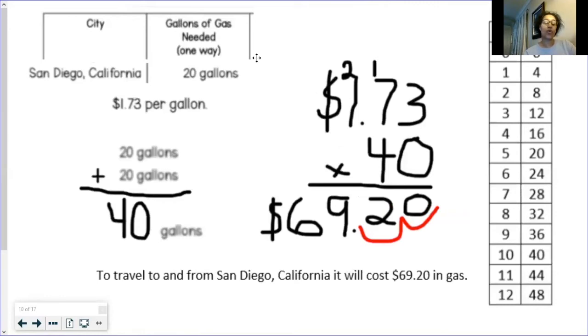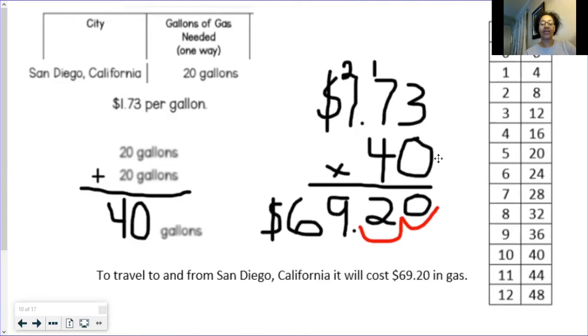And one last place, if you chose to go even further and you wanted to go to San Diego, one way was 20 gallons. So to and from gave us 40 gallons. I also hope that you noticed that I wrote vertically or horizontally. In the last problem that I shared, I wrote it going left to right, which is horizontal. This time I wrote it vertically going up and down, whichever works for you.